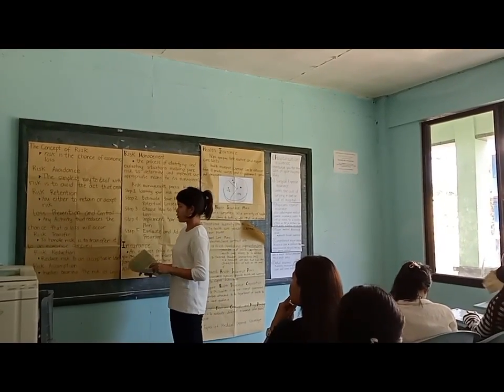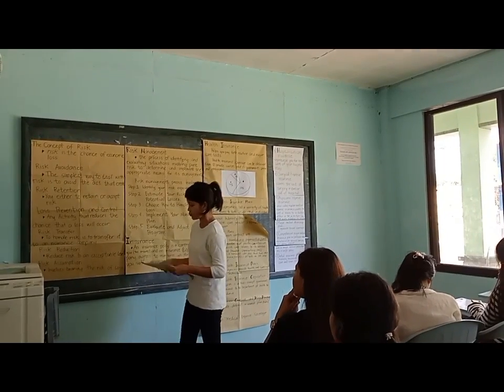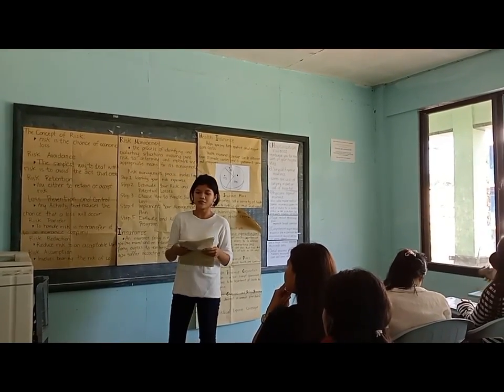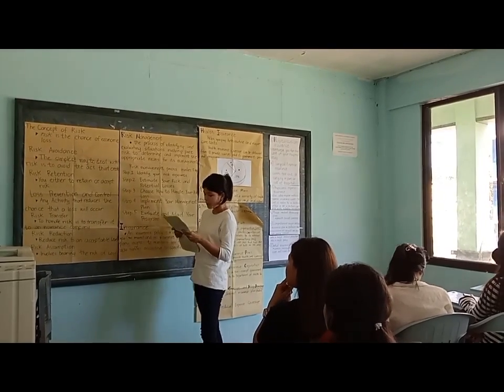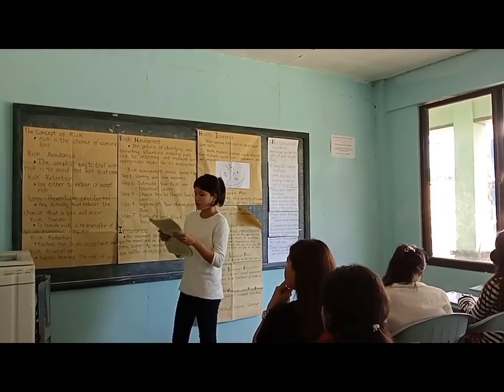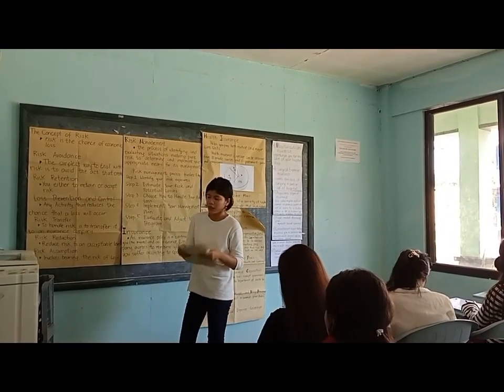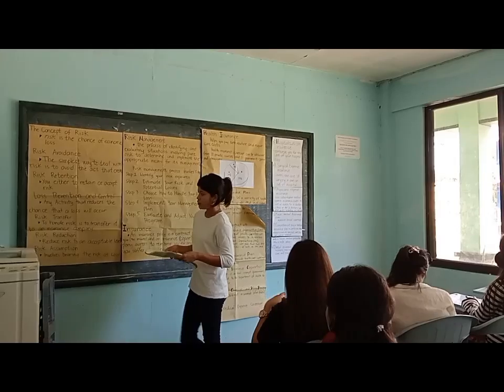Third, loss prevention and control. This is any activity that reduces the chance that a loss will occur. It prevents the loss of life, health, and property, to minimize or prevent the loss so there will be no problem in your insurance.